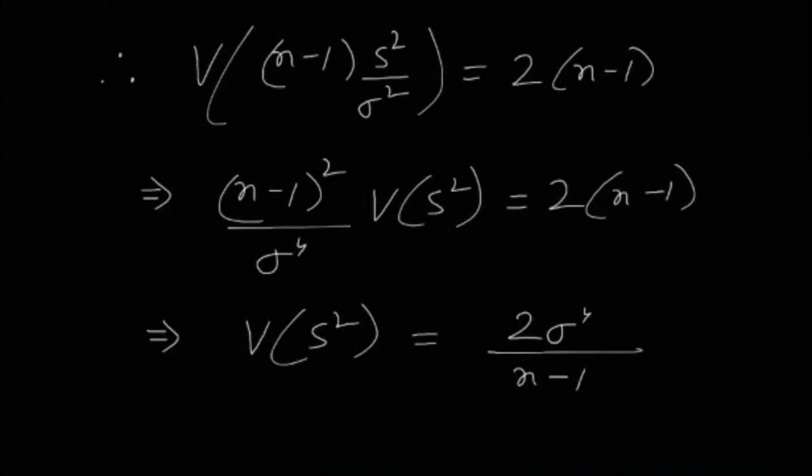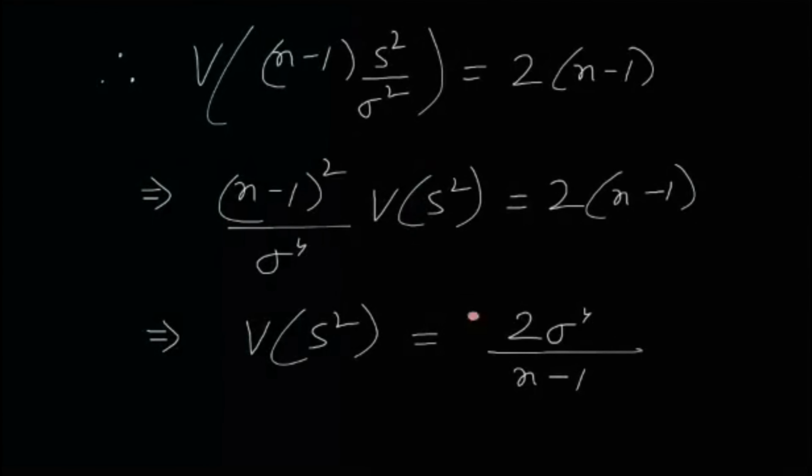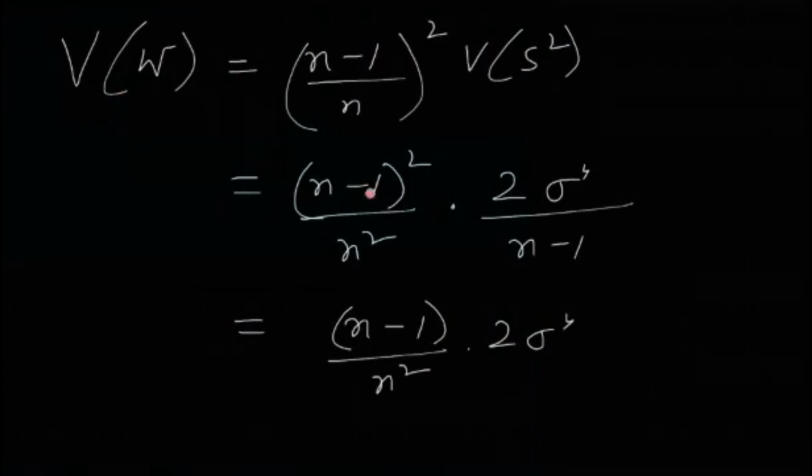We just did this entire thing to find out the variance of s square, because we don't know the variance of s square. So from the distribution of this thing we can find out the variance of s square. It's nothing but 2 into sigma to the 4 by n minus 1. Therefore variance of w is actually n minus 1 by n square into 2 into sigma to the 4, right? Just putting the value of variance of s square here.